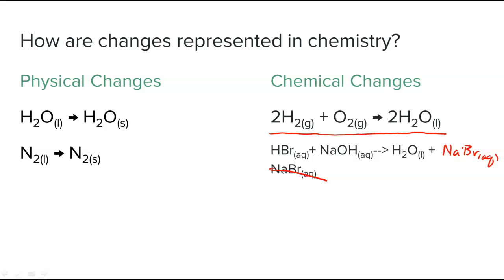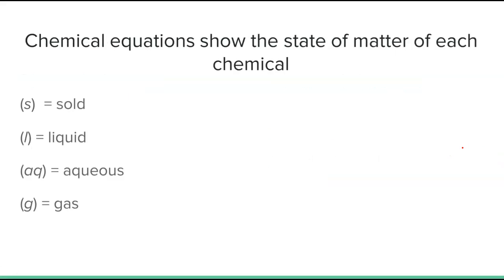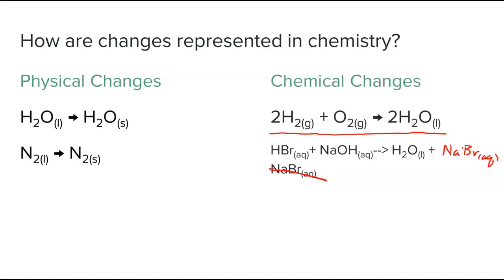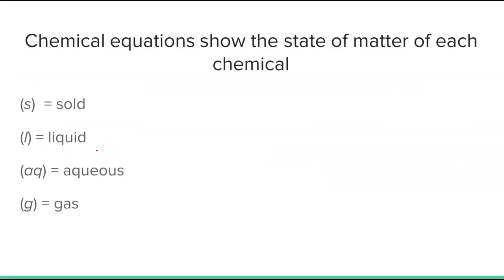A chemical equation always has an arrow involved. One of the things that you may have noticed is that there were parentheses. I'll go back and show you where those parentheses were. Here's a set of parentheses, there's a set here and there, and you see them everywhere. So what do these parentheses mean? These parentheses tell us the state of matter of each chemical.